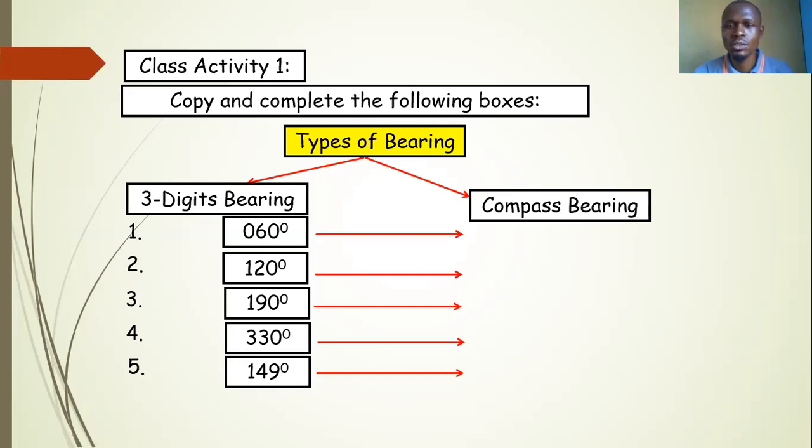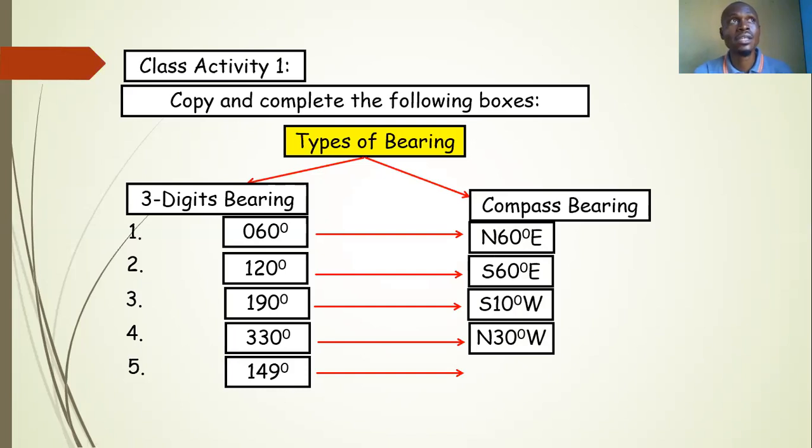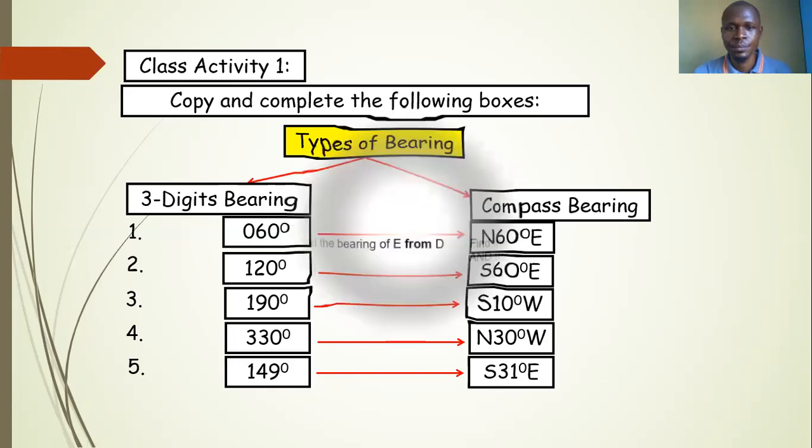The compass of the first one is north 60 degrees east. The second one, you have south 60 degrees east. The third one, you have south 10 degrees west. The fourth one, you have north 30 degrees west. And the last one, you have south 31 degrees east. What do you get? 5. That's very good. If you didn't get 5, you need to move back and check the previous example and look at it again.